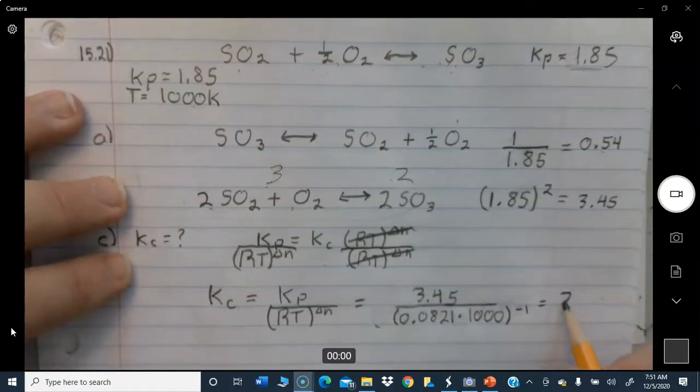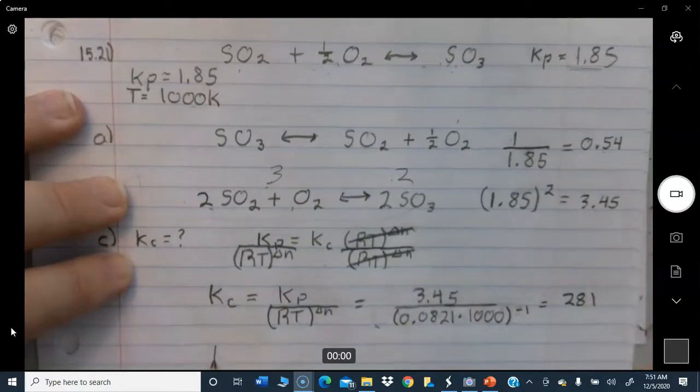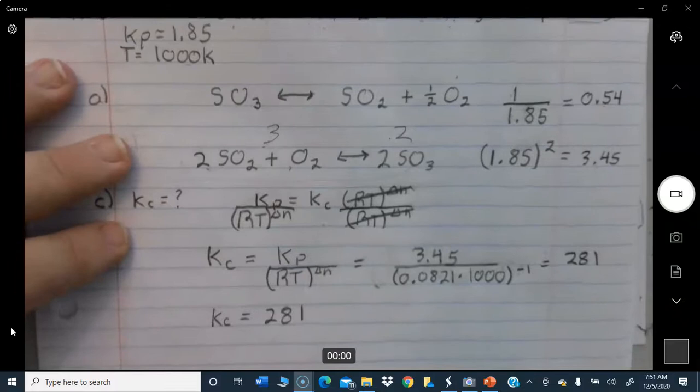3 sig figs, 281, for the value of Kc. Kc equals 281. Okay, and that is your answer.